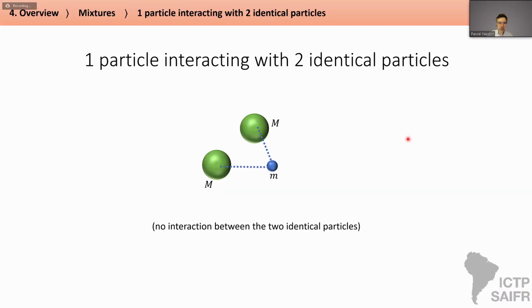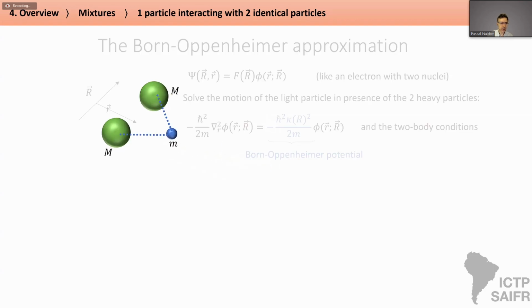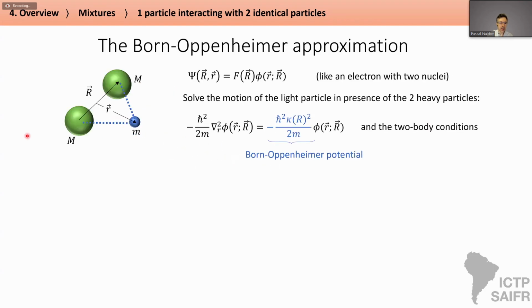So let's consider one particle interacting with two other particles with some resonant interaction. So these particles have mass capital M, and this particle has mass m. And for simplicity, we assume that there's no interaction between the identical particles. Of course, there can be some interaction, but this is just to understand the basics. And so, as I said, in this situation, what we can do is the Born-Oppenheimer approximation.